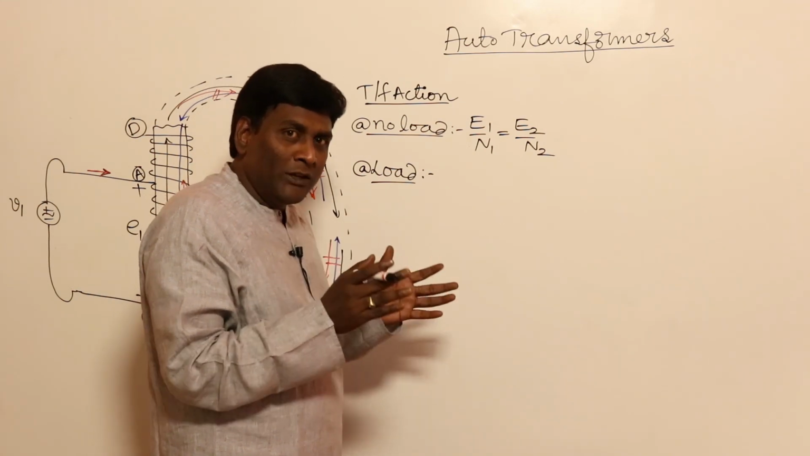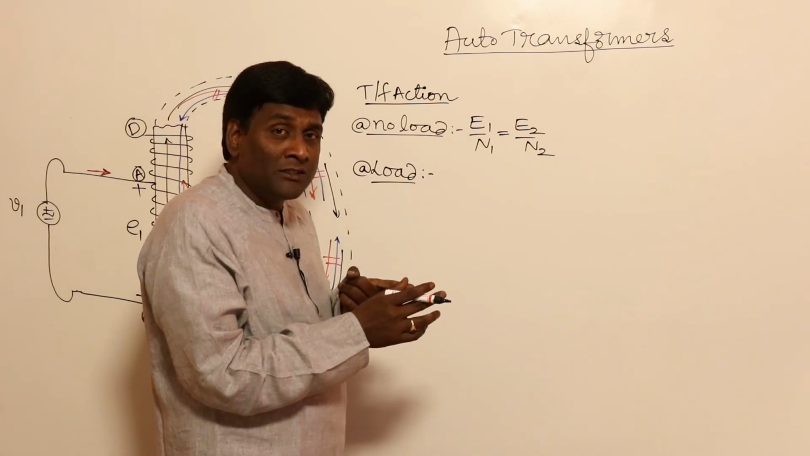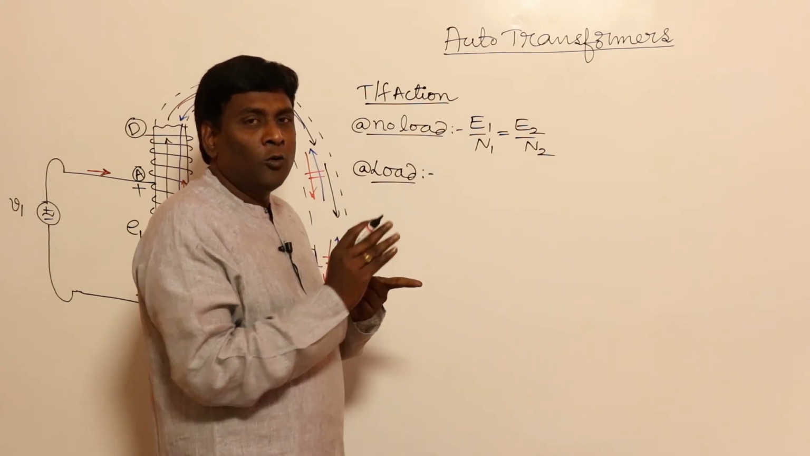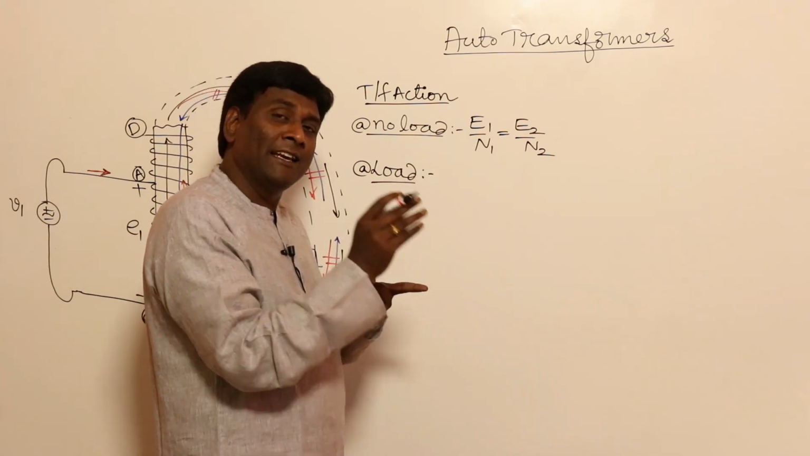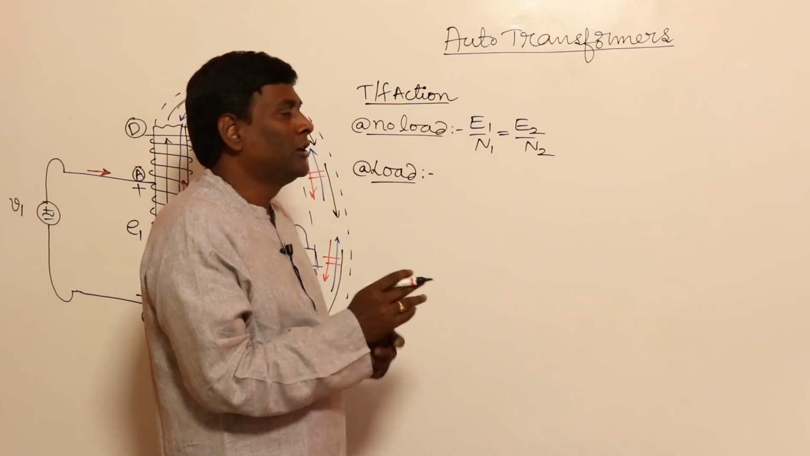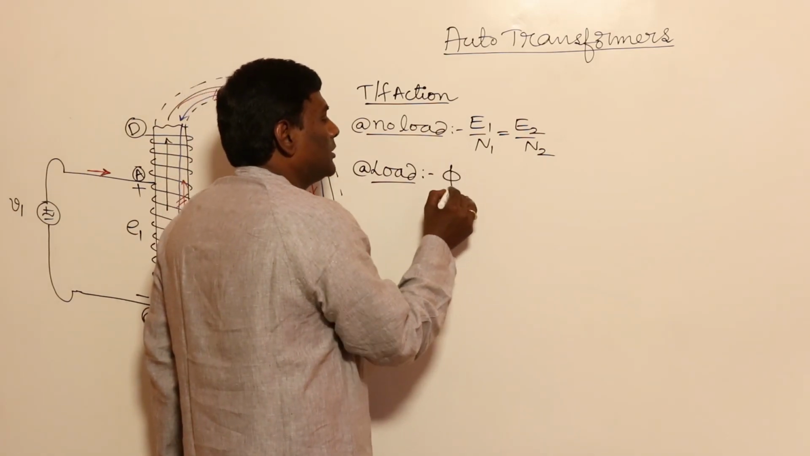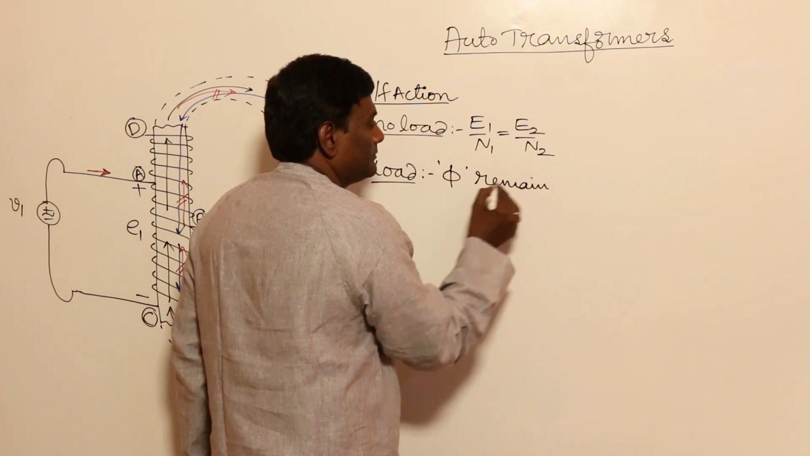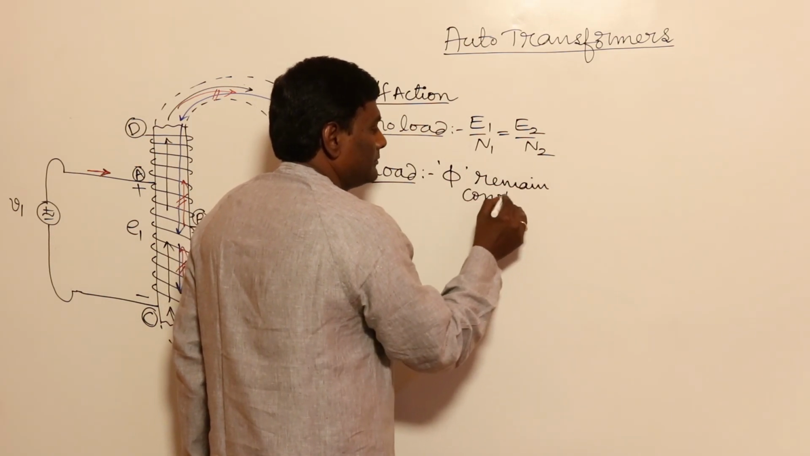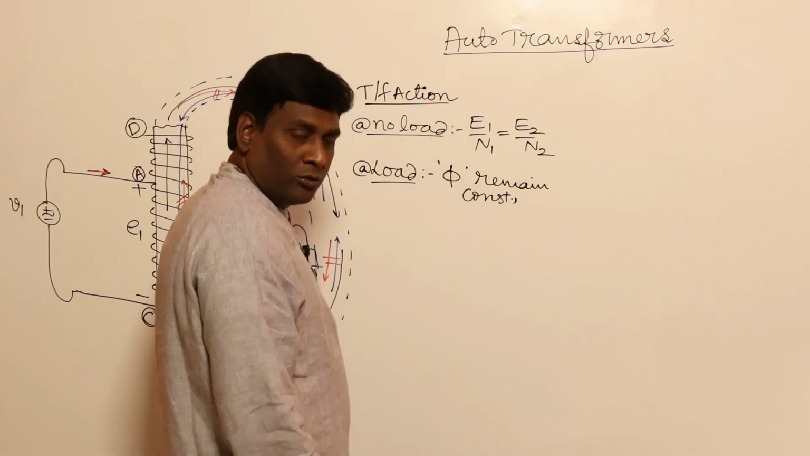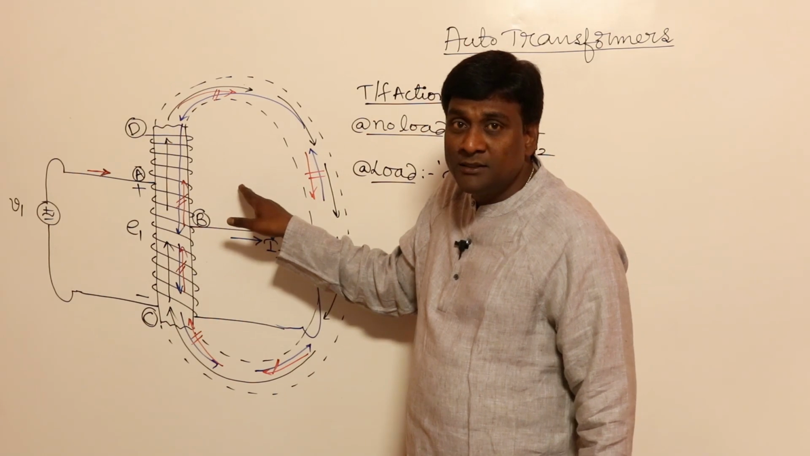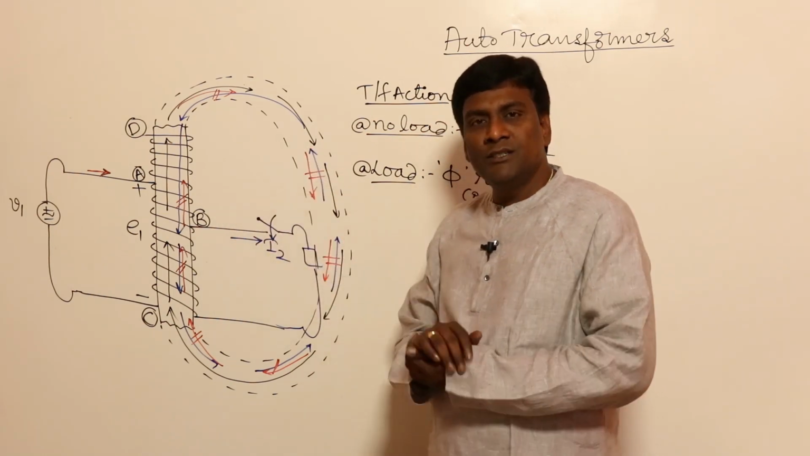So in a two-winding transformer, at no load condition, what was the flux? For example, phi naught, 100 volt, 100 flux lines. Now, because of load current, how much is the flux? Again, 100 volt, 100 flux lines. So the operating flux should remain constant. If both of these conditions are applicable here, then I can say transformer action is taking place.